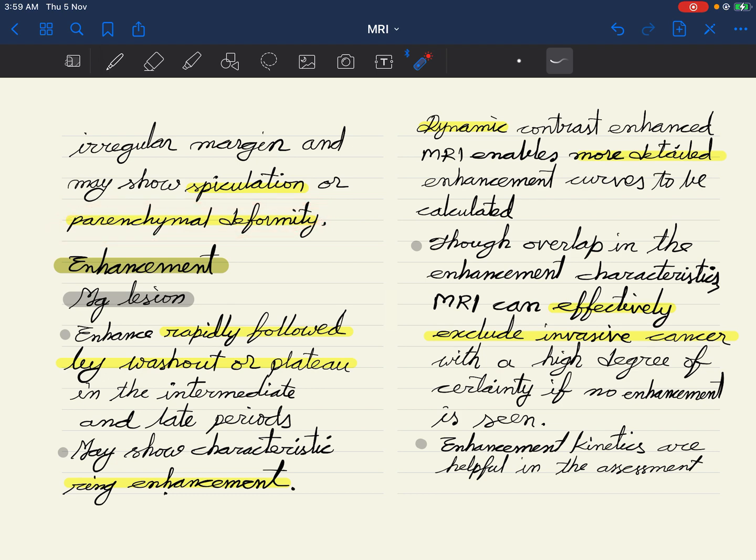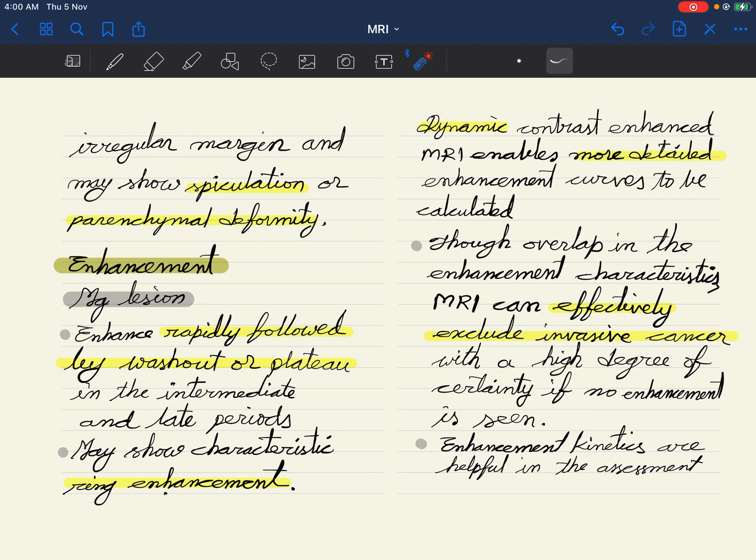And how do we assess by enhancement? Malignant lesion has a rapid contrast uptake followed by washout or plateau phase in the intermediate and late periods. Malignant lesion can also show ring enhancement, and dynamic contrast enhanced MRI is essential for detailed enhancement curves calculation.